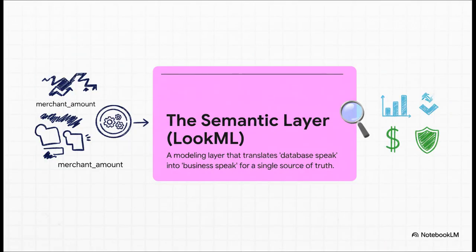But for these actions to actually be reliable, everyone in the company needs to be speaking the same language. And that's where the semantic layer, built with LookML, comes into play. Just think of it like a universal translator. It takes all that confusing database jargon, like merchant_amount, and turns it into plain English, like amount charged by merchant. This makes sure that when you click a button to act on some data, you're acting on a metric that everyone agrees on and trusts.